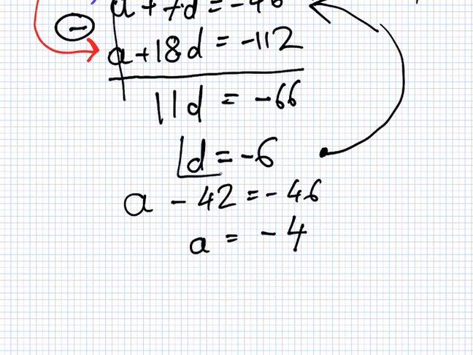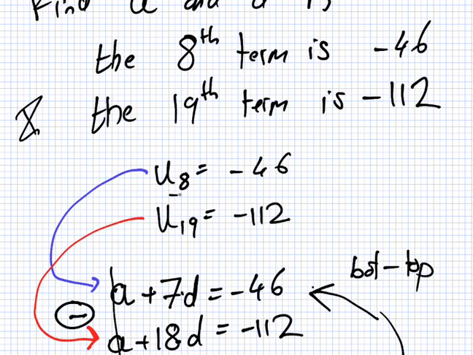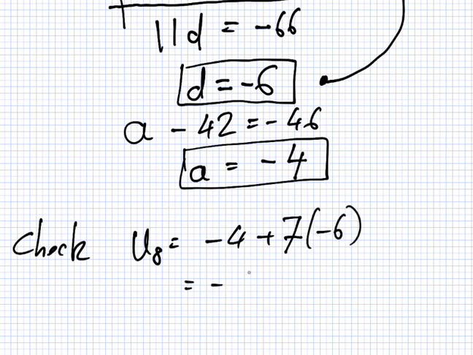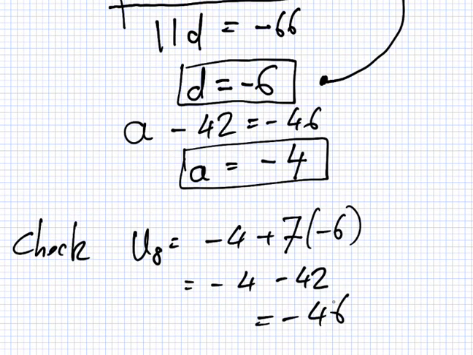So there you go, I have my D and I have my A. We can even check the answer. For example, what should the 8th term be? Minus 46, yeah? So let's just do a quick check. The 8th term is minus 4 plus 7D. That's minus 4 minus 42, which is minus 46. Is that what we have? Yes, so this is correct. This is the A and the D. Minus 4.